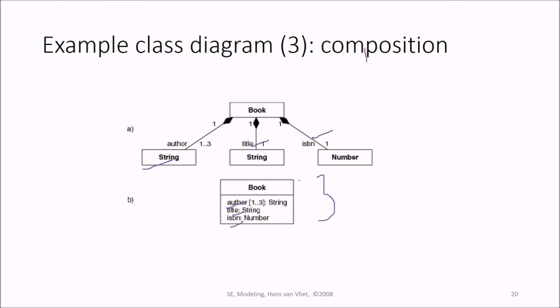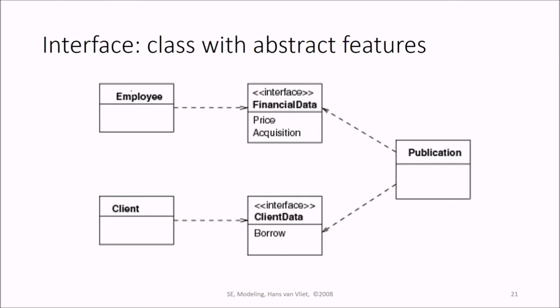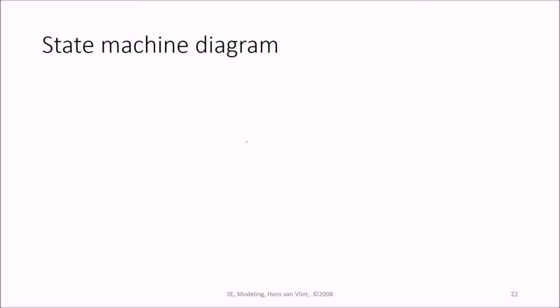This is a composition. These are the interfaces, the class with abstract features. For example, an employee or a client. Now it has financial data. A client can have client data like price and acquisition. So publication can go to this, while client can take this. So this is the class with abstract features.